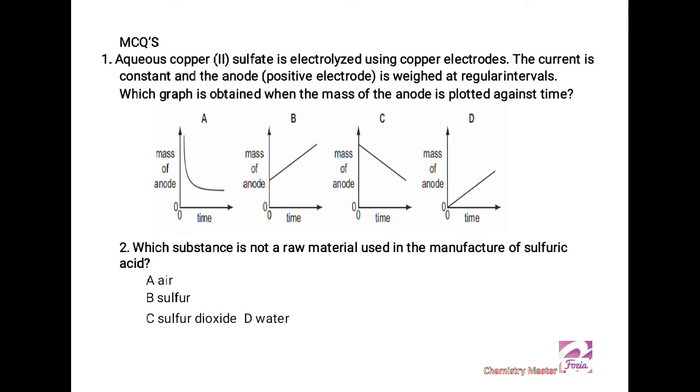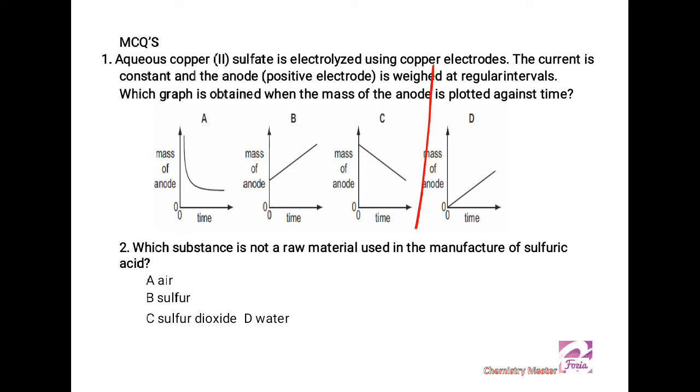Okay, what is given? Aqueous copper sulfate is electrolyzed using copper electrodes. The current is constant and the anode, the positive electrode, is weighed at regular intervals. Which graph is obtained when the mass of the anode is plotted against time? So first we understand what is going on. Yes, electrolysis is going on.